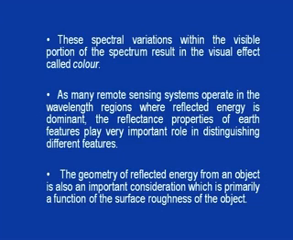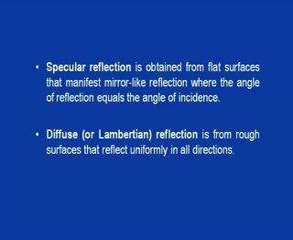As many remote sensing systems operate in the wavelength regions where reflected energy is dominant, the reflectance properties of earth features play a very important role in distinguishing different features. The geometry of reflected energy from an object is also an important consideration, which is primarily a function of the surface roughness of the object. Based on this, we can have two types of reflection. One is specular reflection, which is obtained from flat surfaces, like mirror-like reflections, where the angle of reflection is equal to the angle of incidence.